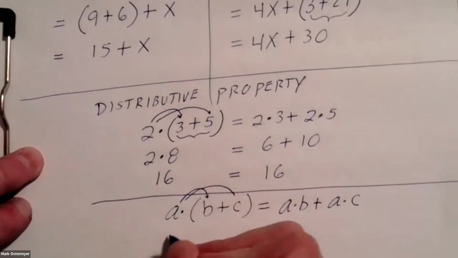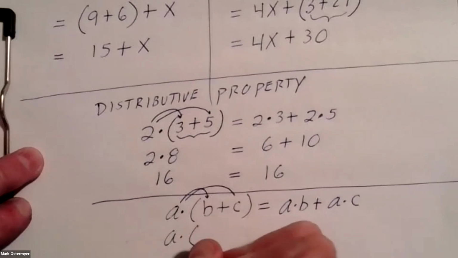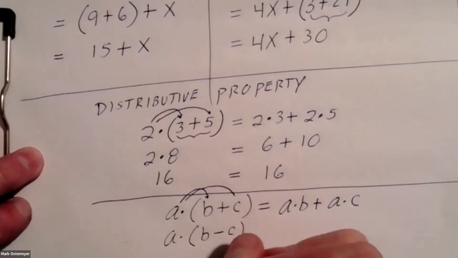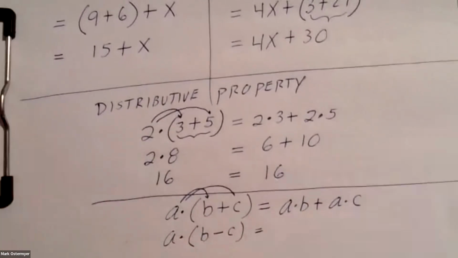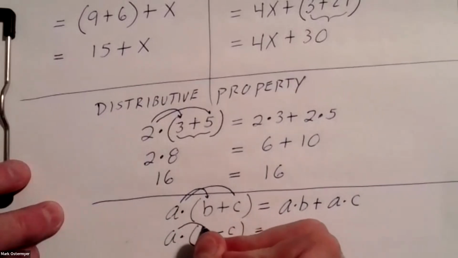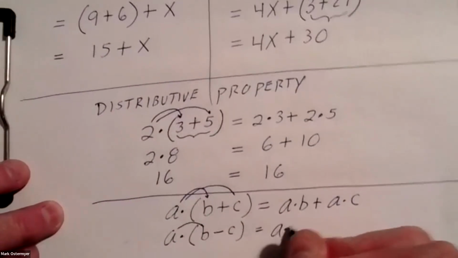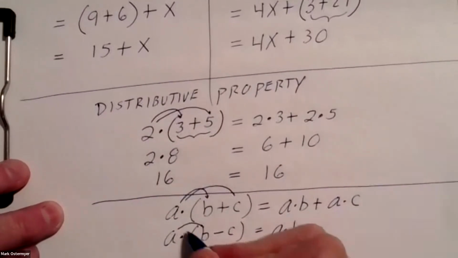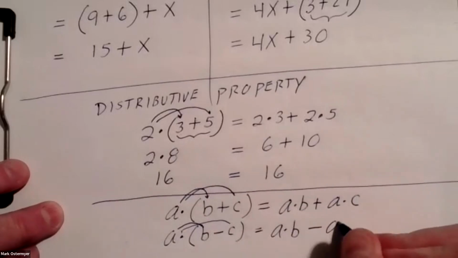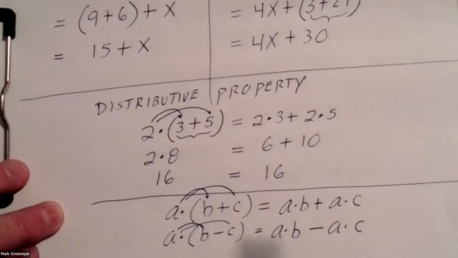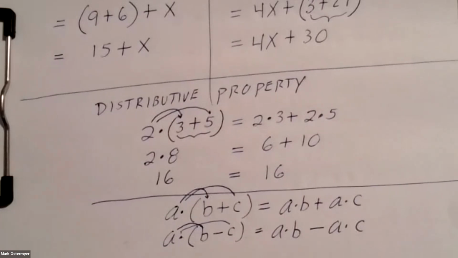That is also true if we have subtraction. In other words, if I have A times some number B minus some number C inside parentheses, it works the same way. I could take this number A and multiply it by the B, and then I'll say minus A times C. Both of these illustrate a very important property called the distributive property. That's a valid property that can be used when simplifying algebraic or variable expressions. Everybody see how that property is working there?